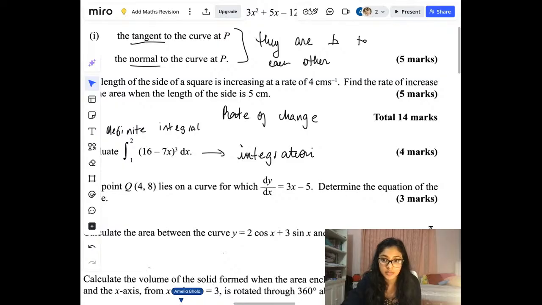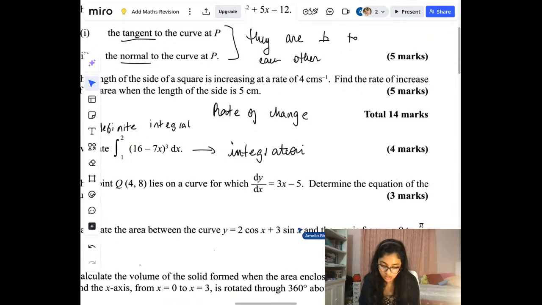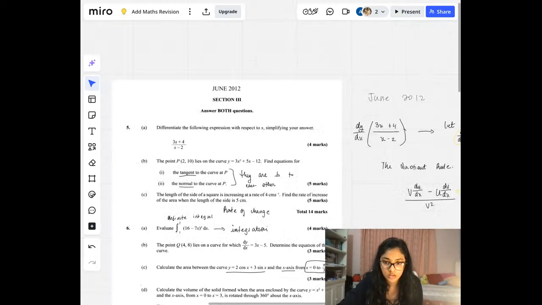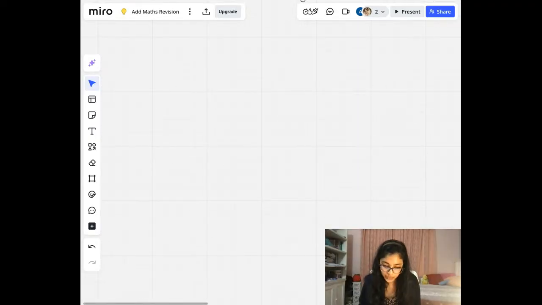Okay, guys, I'm back. So this is my curve, the x-axis, and then these are my limits. You find a space. You're going to fail. No, you're not. Don't say that.